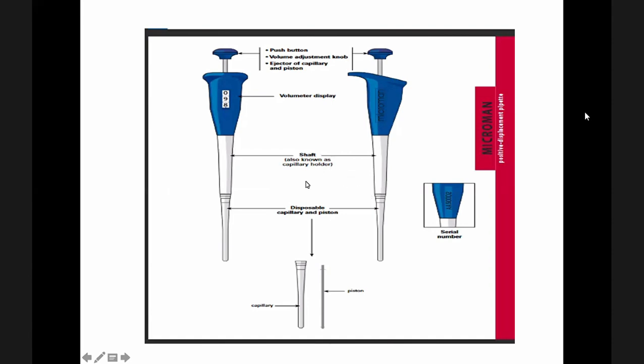So these are the parts of the positive displacement pipette. It has, of course, the piston. Then there is a volumeter display, a push button for aspiration and also for ejection of the capillary and piston. Then this one has the serial number.